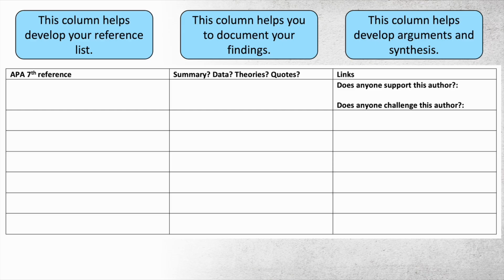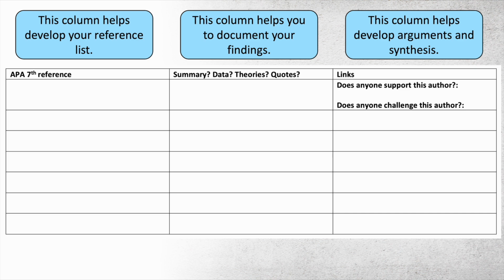Documenting your findings from literature, you can use a synthesis matrix, or I like to call them reading tables. This is a more open reading table. You write your APA 7th in the side. You can use that APA 7th then in your final ref list.